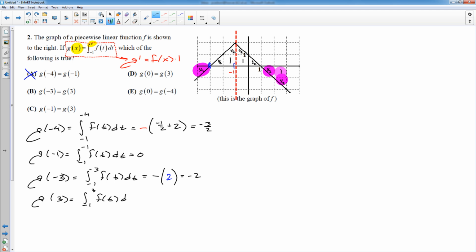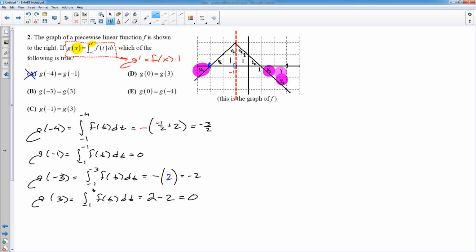This one's taking a little bit longer than I wanted to. So negative 1 to positive 3, that's going to go from here to here. Now I'm going from left to right. That is positive direction. So this first triangle has an area of 2. The second triangle has an area of negative 2. And so that area is 0.